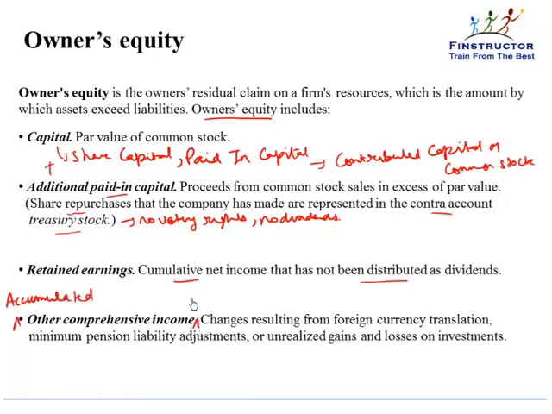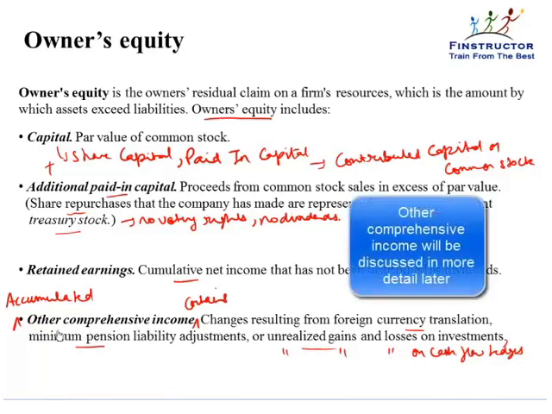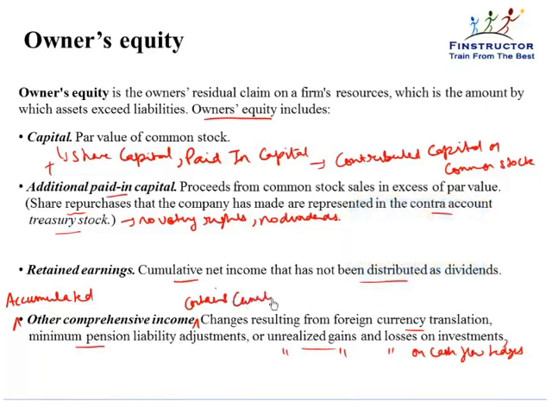This account contains the total changes resulting from 4 transactions, namely foreign currency translation, minimum pension liability, unrealized gains and losses on available for sale securities, and unrealized gains and losses on cash flow hedges. So as we'll study, these 4 gains and losses are not taken through the income statement but are adjusted directly in the equity in the other comprehensive income. The accumulated other comprehensive income is an equity statement item that contains the cumulative changes from all these accounts.